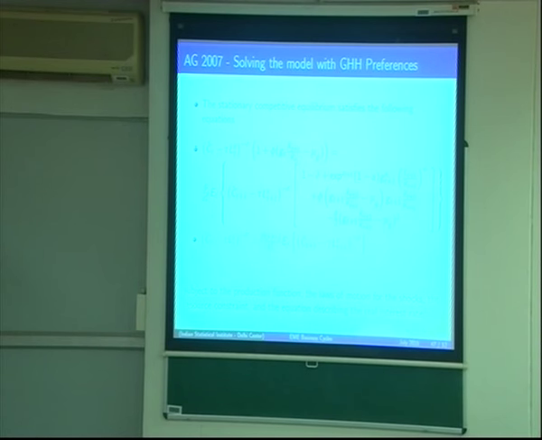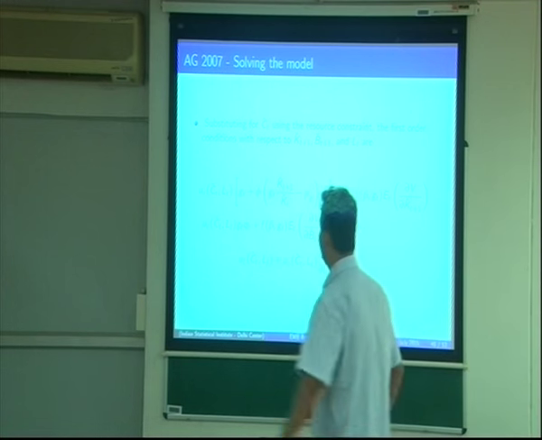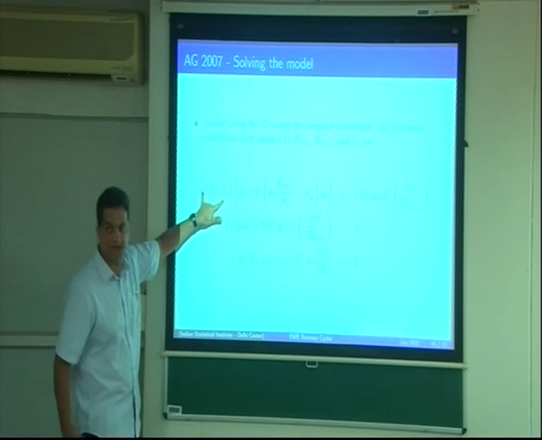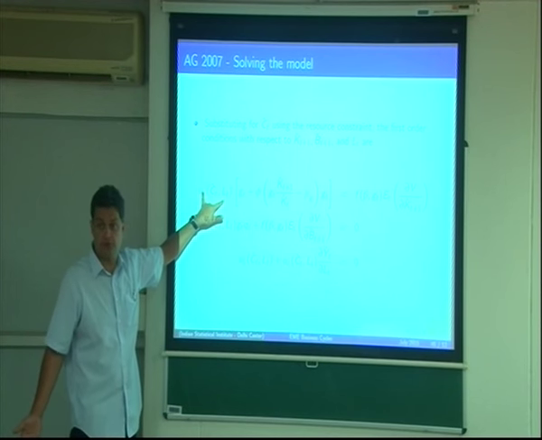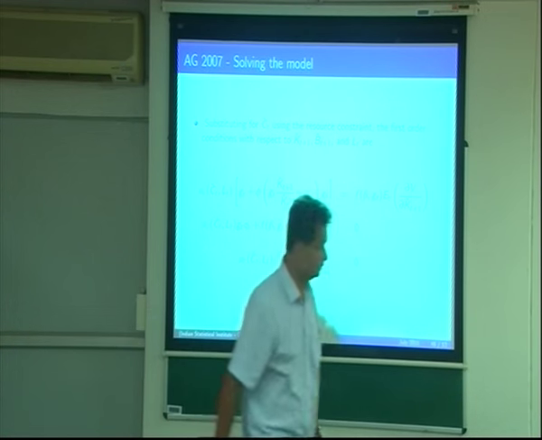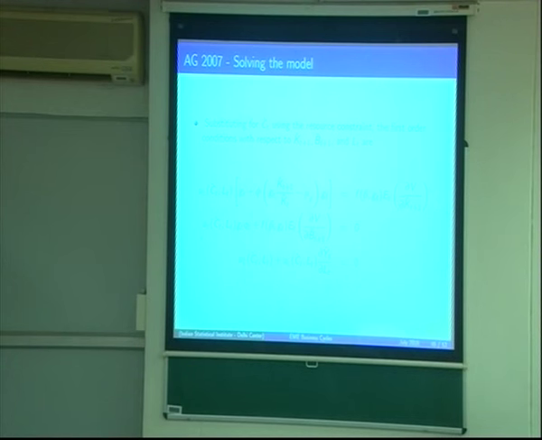Then, remember that all of this stuff is written in terms of u partial c, but we have these utility functions. We have parametric forms for these utility functions. These are either Cobb-Douglas or GHH, so we can evaluate these partials and throw them into the model. Should I do one of these for you? Maybe we should. You guys want to practice some algebra?